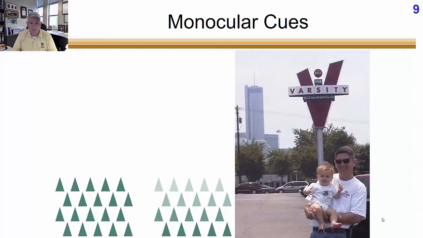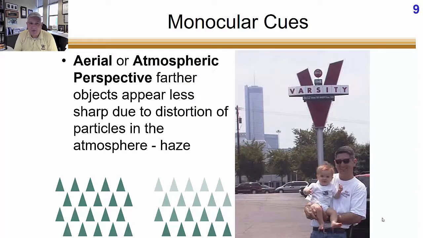Another monocular cue that we use to tell how far away something is, is aerial perspective or atmospheric perspective. Here you can tell that the building behind the varsity sign is several blocks away, because of relative size, but also because of distortion of the details in that building based on the atmosphere.